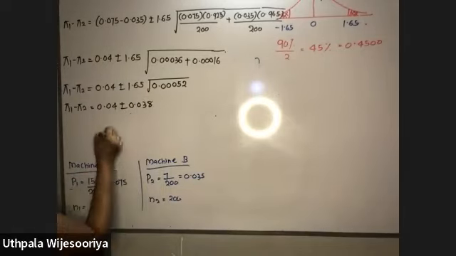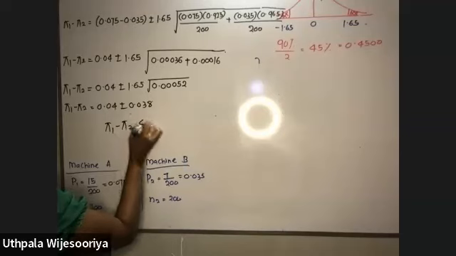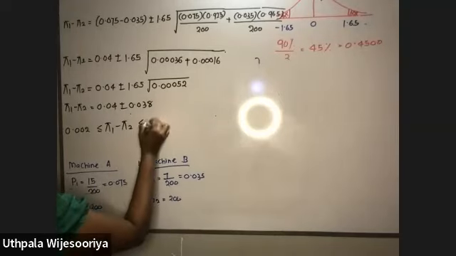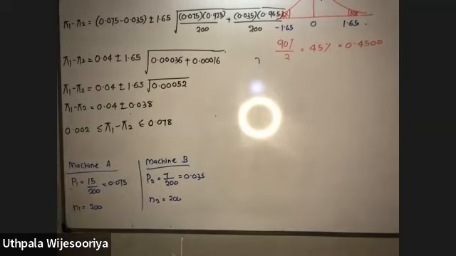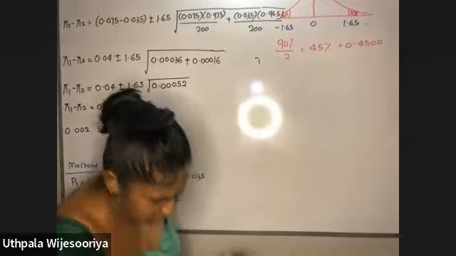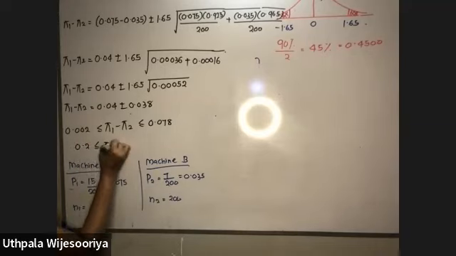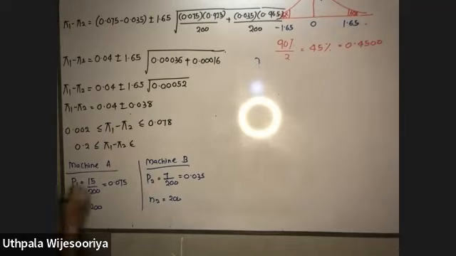0.038 is your error term, so make the confidence interval for pi 1 minus pi 2. On one side it is 0.002, on the other side it comes to 0.078. Write them as percentages by multiplying both sides by 100: 0.2% and 7.8%. Now write your comment.